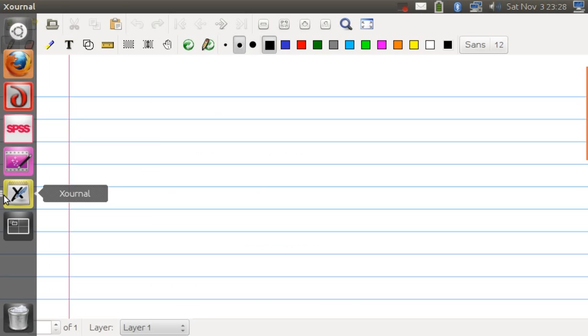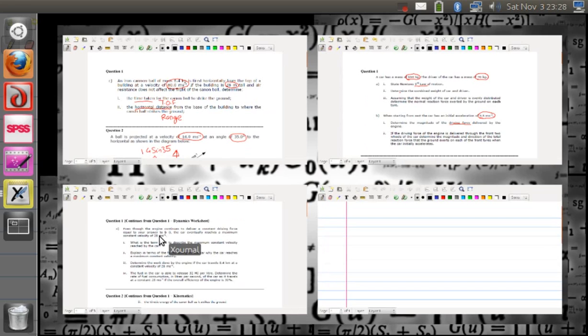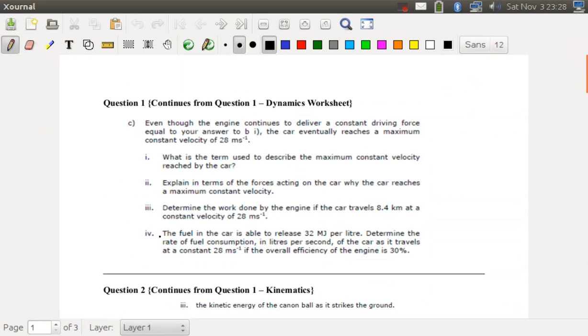Okay, let's have a look at the next worksheet. So the first question continues from the dynamics worksheet. Even though the engine continues to deliver a constant drive and force equal to your answer to B part 1, the car eventually reaches a constant velocity of 28 meters per second. So the question now, what term is used to describe the maximum constant velocity reached by the car?